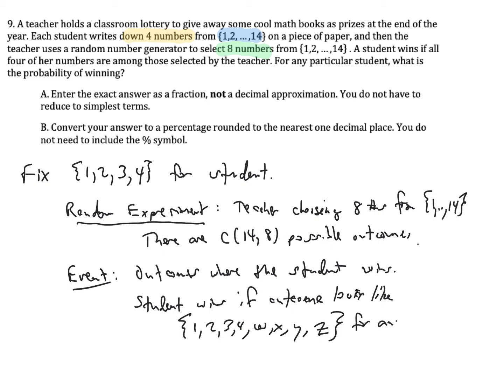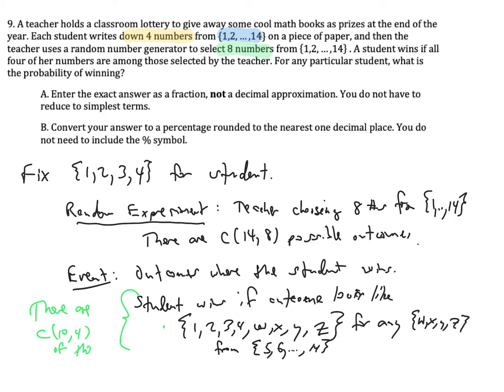So here, it could look like this for any W, X, Y, Z that comes from the remaining numbers. So the W, X, Y, Z would have to come from the set 5, 6 through 14. And so the number of winning outcomes, the number of outcomes for which the student wins, is just the number of ways to pick 4 elements from the numbers 5 through 14. There are 10 numbers in 5 through 14, so there are 10 choose 4 of these. 10 choose 4 because we're picking the remaining 4 numbers from the other 10 numbers available.